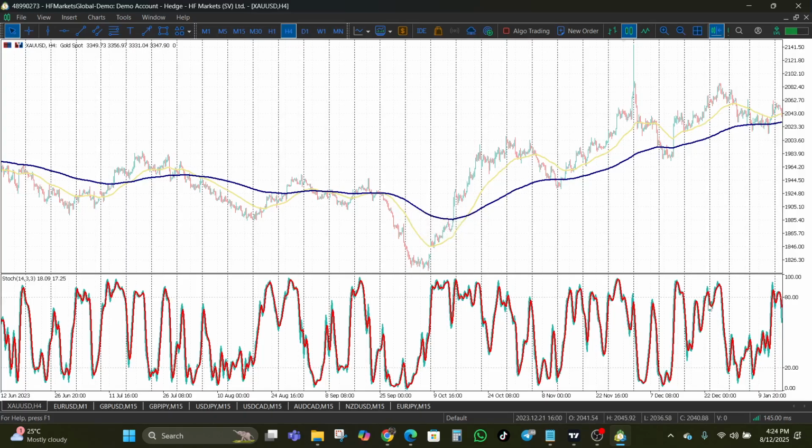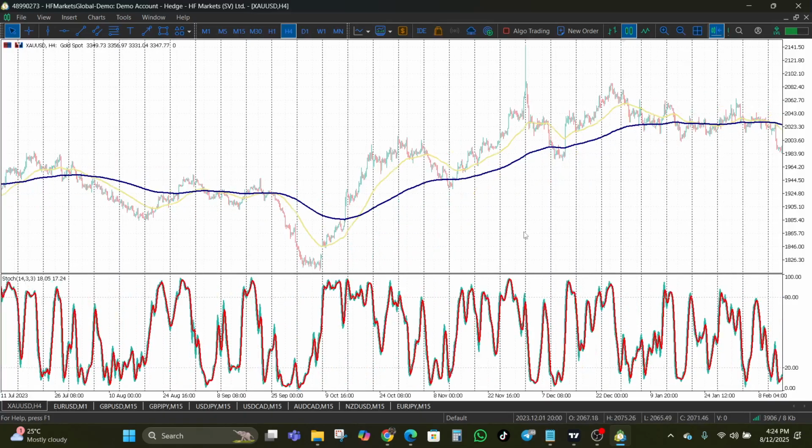Okay, when the trend is up, we wait for the stochastic oscillator to drop into the oversold zone, which is below 20, then cross back up. All right, so that is our signal that price may be ready to continue the trend.